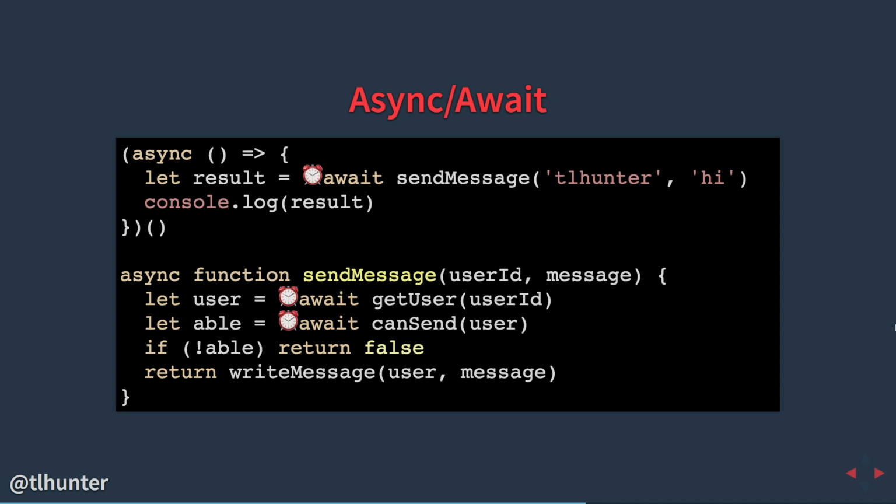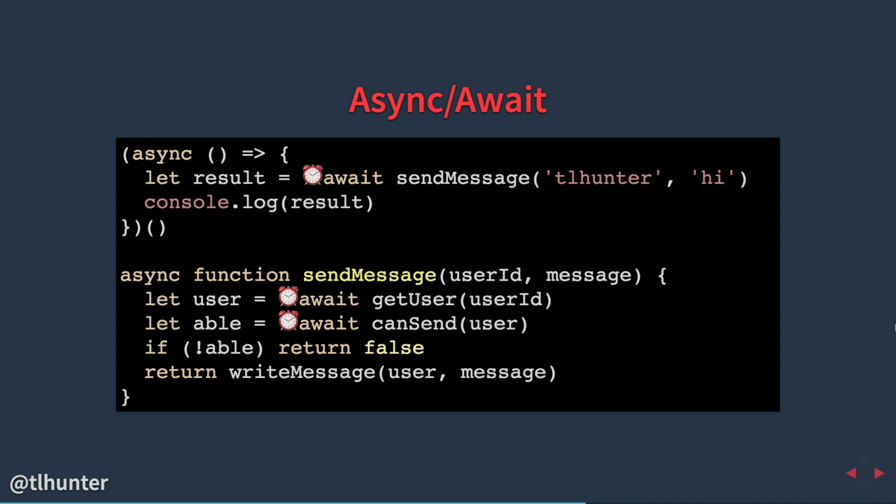When this code runs, the first thing we do is take the user ID and pass it into the getUser function. GetUser is itself also an asynchronous function. Perhaps it's going to a database, retrieving it, and then giving us the result. Once that operation is complete, we're able to pick up where we left off, and the value of that will be assigned to the user variable. Then again, we step to the next line. We call canSend, where we pass in the user. We await the value of that. Once that function is complete, we assign that value to able. If the user is not able to send it, we return false.